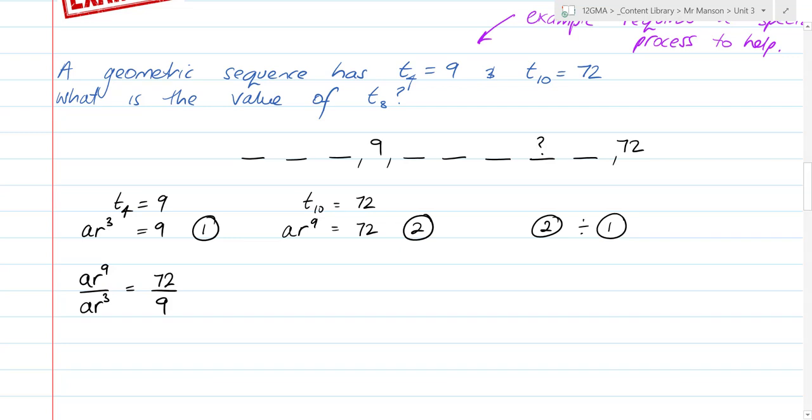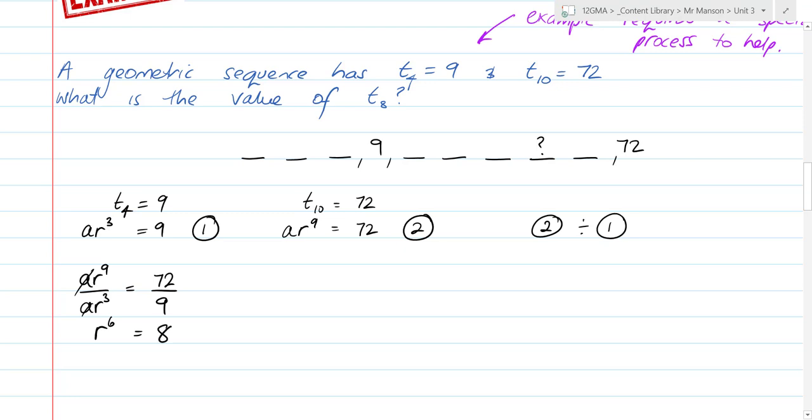AR to the power of 9 over AR cubed is going to equal 72 over 9. And this is going to serve the purpose of eliminating the variable A. And that means we'll have an equation with just R left, which is really important. So I cancel out the A's. I'm left with R to the power of 6 is equal to 72 over 9. 72 divided by 9 is 8.